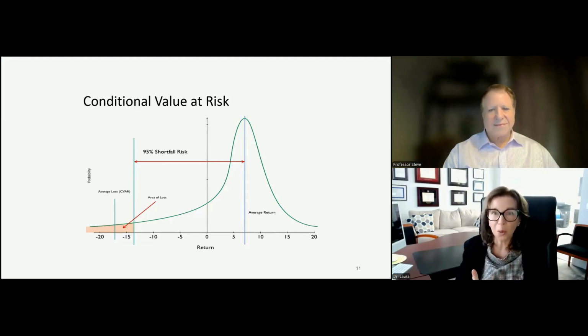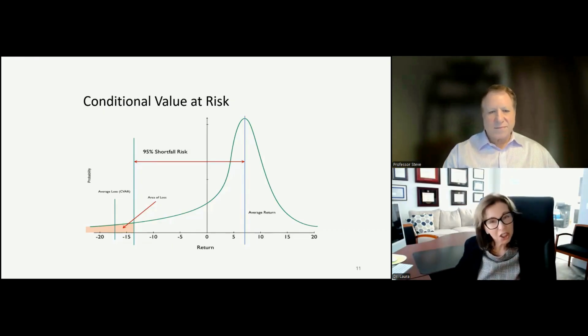What you don't know is how bad it is. CVaR, conditional value at risk, measures for you how bad it's going to be. Are you going to have smoke coming out of your ears, or is it going to be acceptable? And that piece is really important.